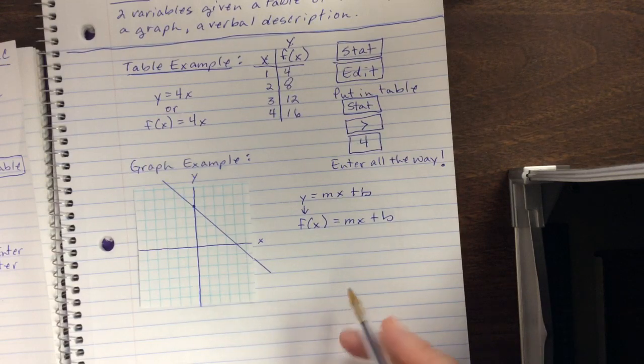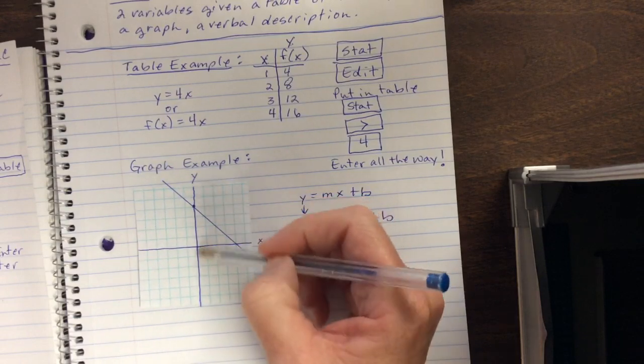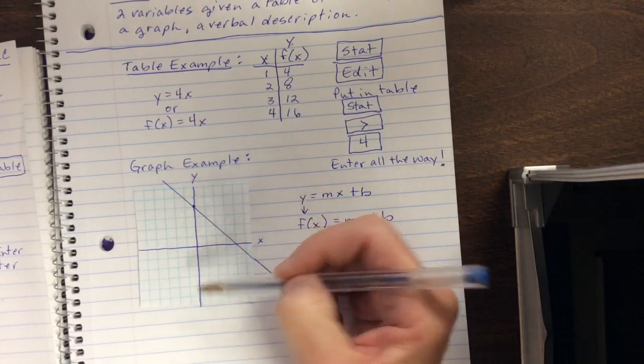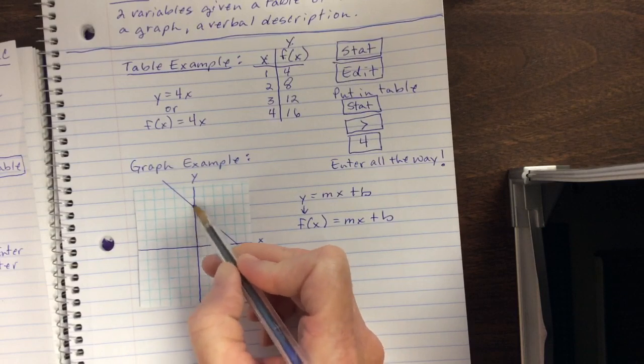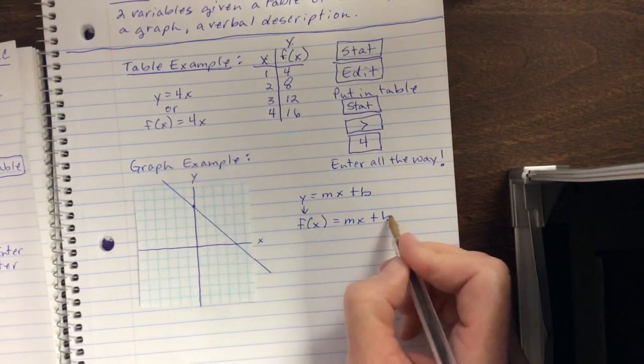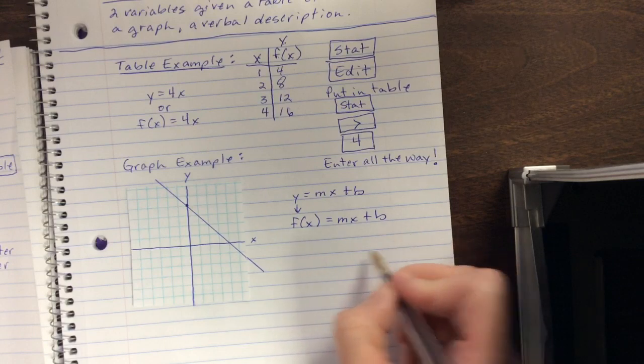So to build this, we need to identify our y-intercept, and that is where the line crosses the y-axis. And we can see from this example it is at 1, 2, 3, 4. So we know b equals 4.